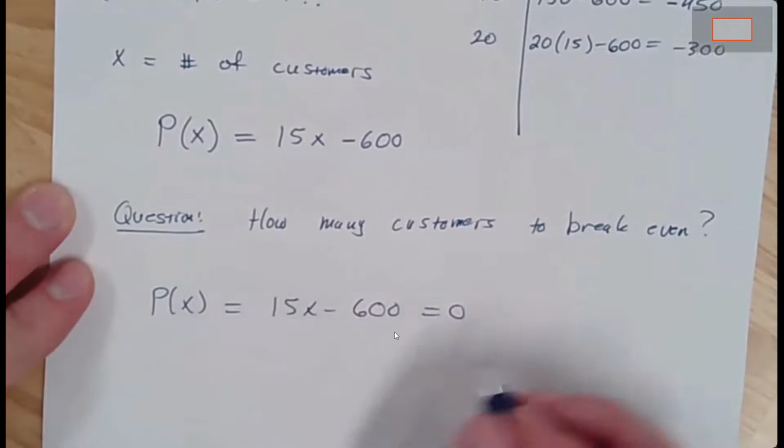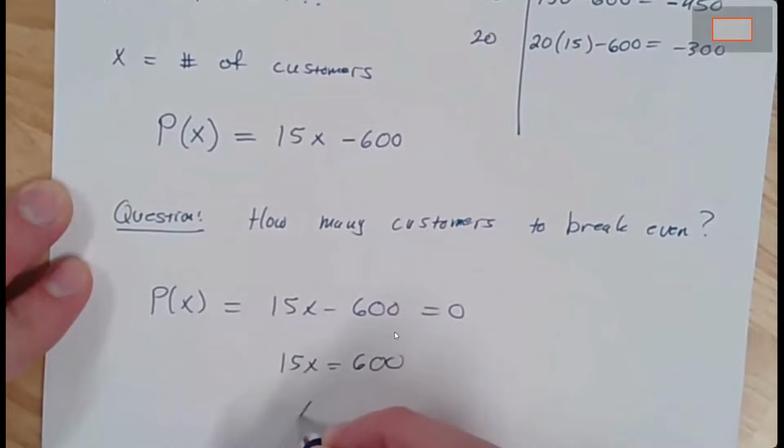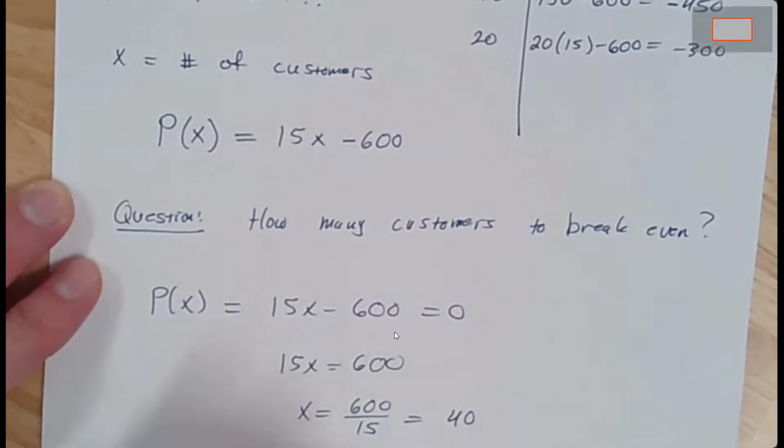Okay. So we said that equal to 0. We get 15x equal to 600. x is 600 divided by 15, which is 40. So we need 40 customers to break even.